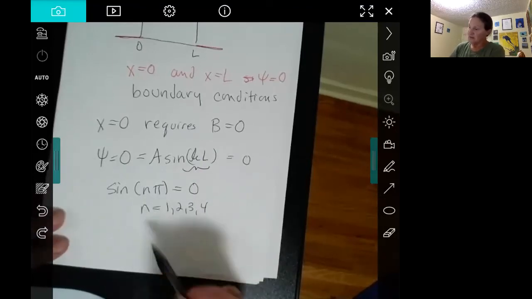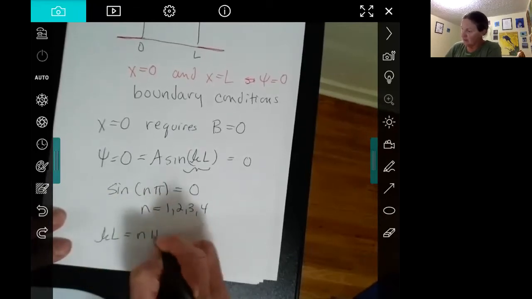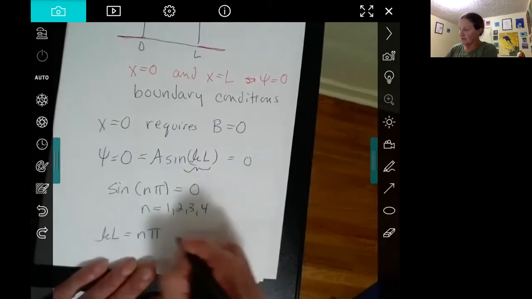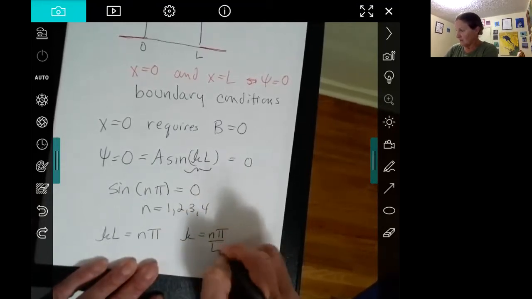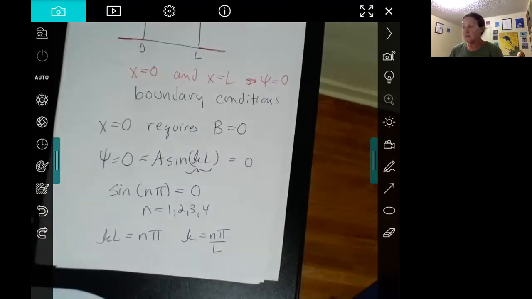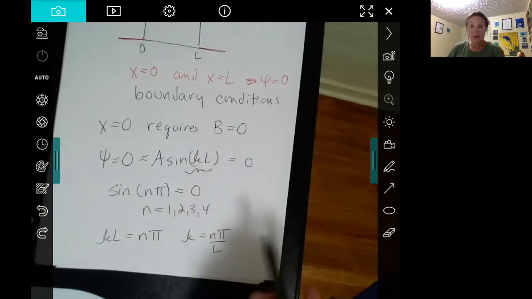So that means that kL has to equal n pi. And so you can solve for k. So k has to equal n pi over L. So our second boundary condition has restricted what values of k we can have. We can't have every single value of k. It can't be continuous.